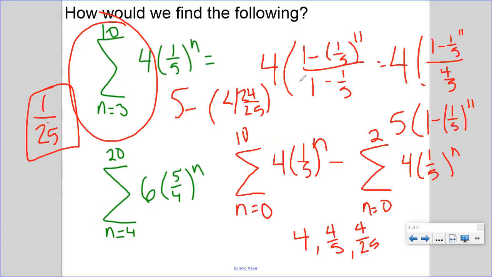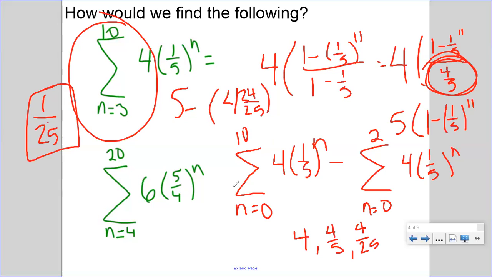Questions, comments, concerns there? How did you get 5 times 1 minus 1/5 to the 11th power? Ah, that is me dealing with the 4/5 in the denominator. If I'm dividing by 4/5, I'm multiplying by 5/4.